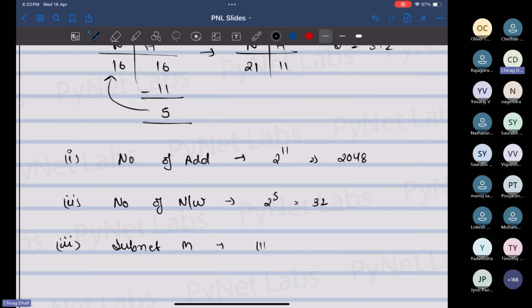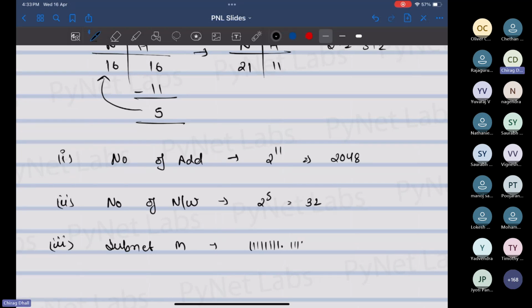So 1, 2, 3, 4, 5, 6, 7, 8 dot 9, 10, 11, 12, 13, 14, 15, 16 dot 17, 18, 19, 20, 21, 0, 0, 0, and then all zeros. This will be 255 dot, this will be again 255. Let me know quickly, what do you think will be the value for this one, where we have the first 5 bits as 1?